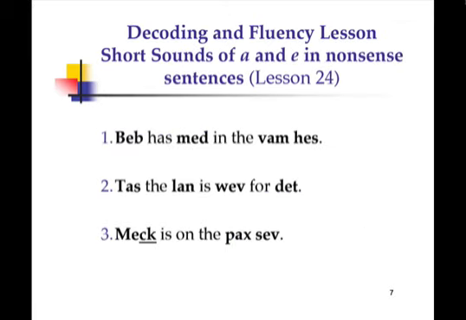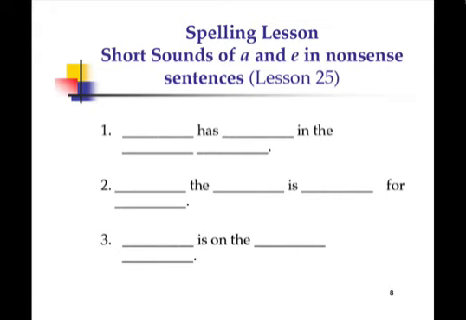Lesson 24, here we have sentences that have nonsense words with short A and short E. The nonsense words are in bold. Students read these sentences. In Lesson 25, we reverse the process. Now students listen to the sentences being dictated out loud and they spell the nonsense words within those sentences.